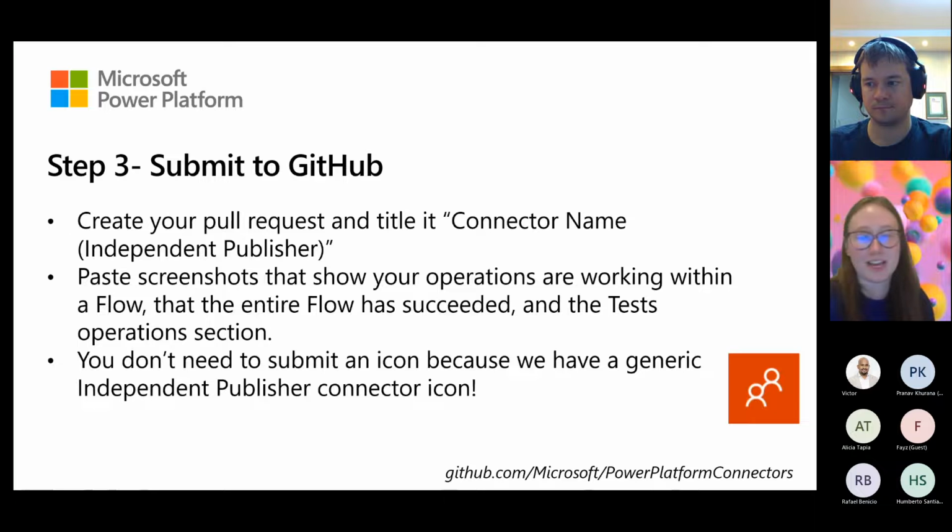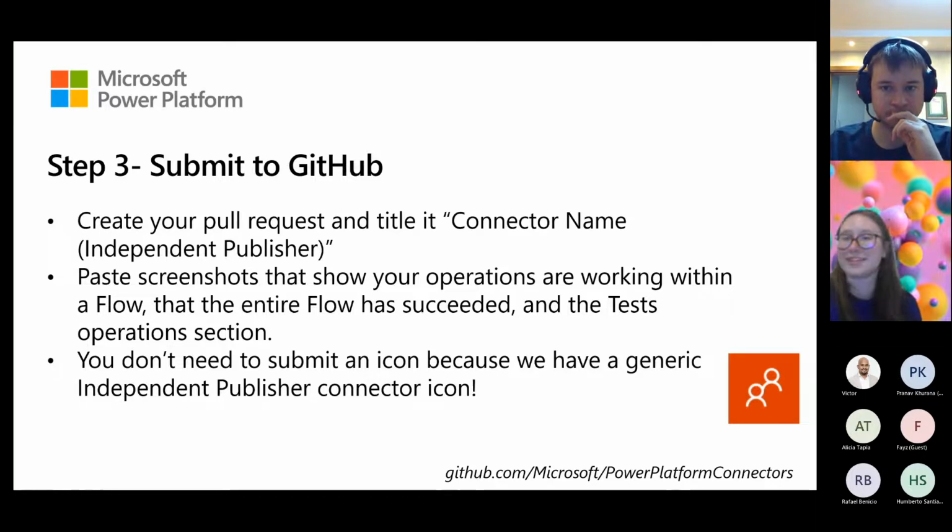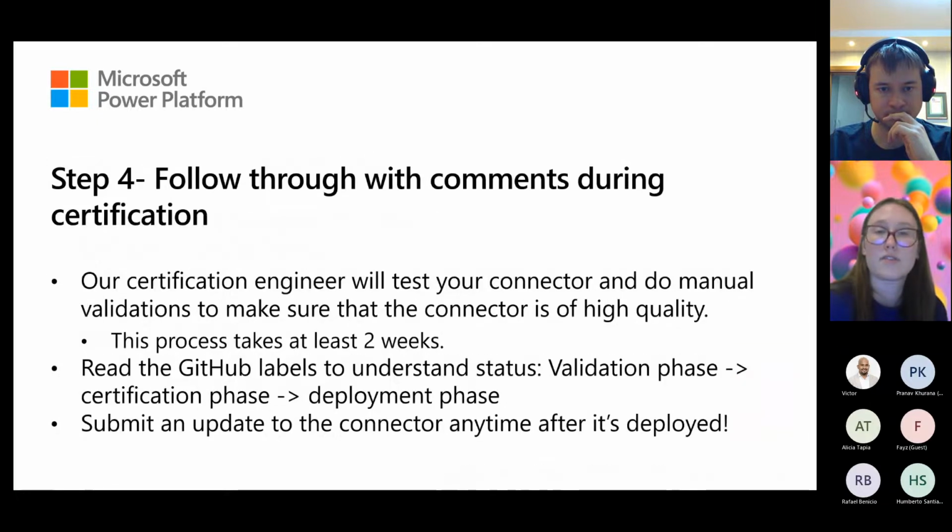Submit to GitHub. So this is where all the magic happens. After you name your pull request, you paste in screenshots to show that it works. We do this just to make sure that we can trust that you've tested it and that it works, right? So that to reduce a lot of the back and forth later on, and to make sure that things are going to go a lot smoother. And as I mentioned before, all independent publisher connectors have the same icon, because there's legal risks if we did try to bring in the other icons. So there's that. And after that, it's time to go through with comments during certification.